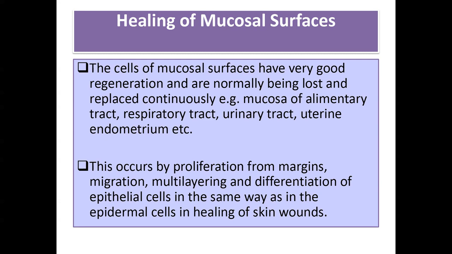Mucosal surfaces. The cells of mucosal surfaces have very good regeneration and are normally being lost and replaced continuously. For example, in alimentary tract, respiratory tract, urinary tract, endometrium, etc. This occurs by proliferation from margins, migration, multi-layering, and differentiation of epithelial cells in the same way as in the epidermal cells in healing of skin wounds.